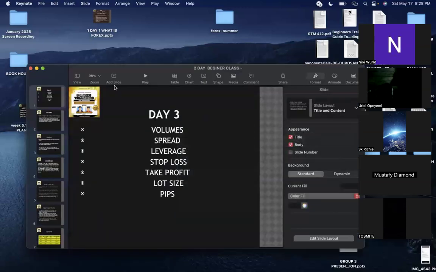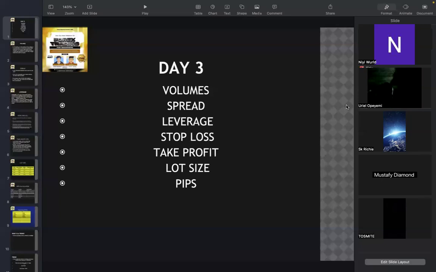So the second thing we are going into now is how all these work together: the volume, spread, leverage, stop loss, take profit, lot size, pips. So in the first place, what is volume?